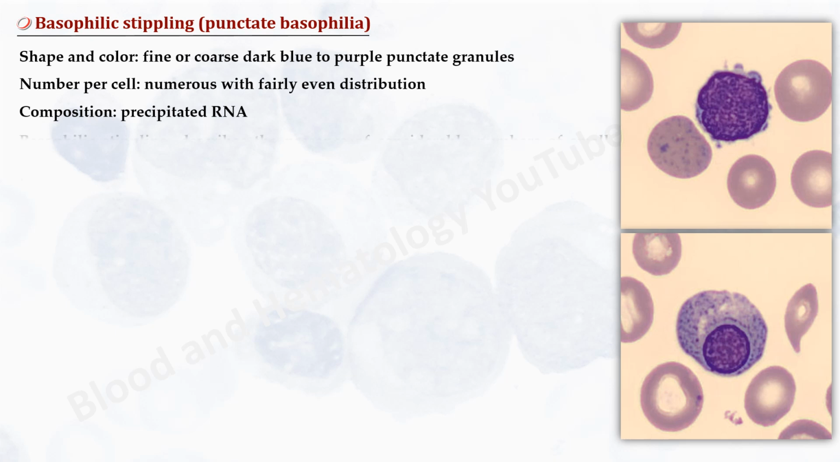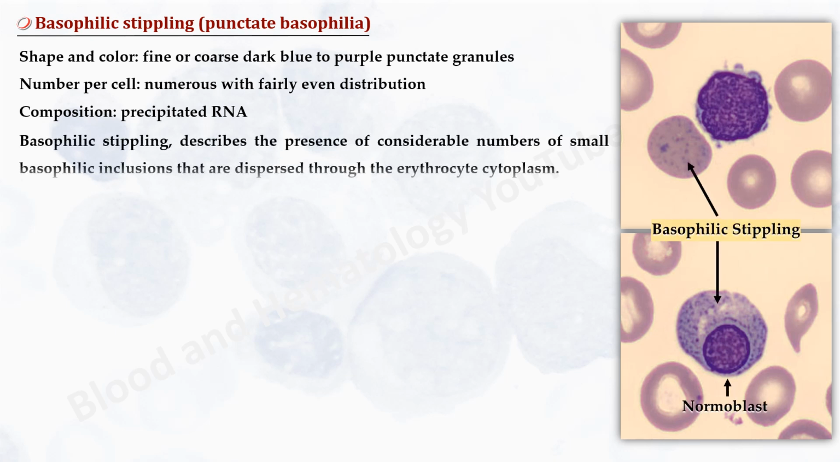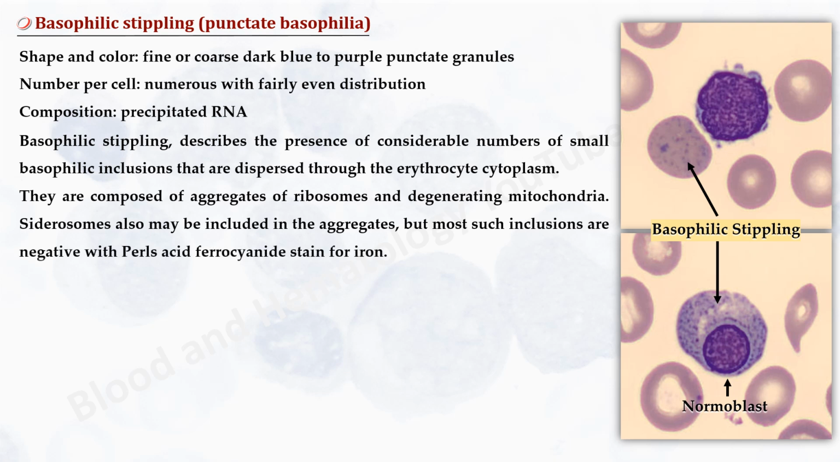Basophilic stippling describes the presence of considerable numbers of small basophilic inclusions that are dispersed through the erythrocyte cytoplasm. They are composed of aggregates of ribosomes and degenerating mitochondria. Siderosomes also may be included in the aggregates, but most such inclusions are negative with Pearl's acid ferrocyanide stain for iron. Basophilic stippling is a quite common finding and does not have any specific diagnostic significance.